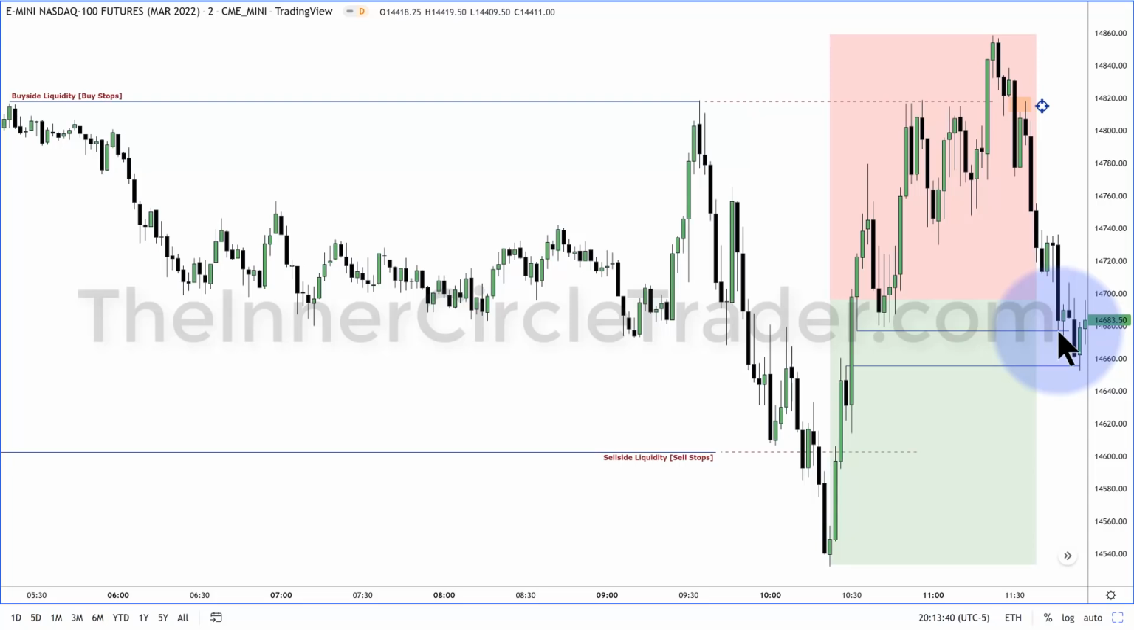What you're looking for is a run on liquidity. Buy stops or sell stops. If you're bearish, you're looking for buy stops to be ran. Then a break in market structure lower, a short-term low being broken. That's what it looks like right here.